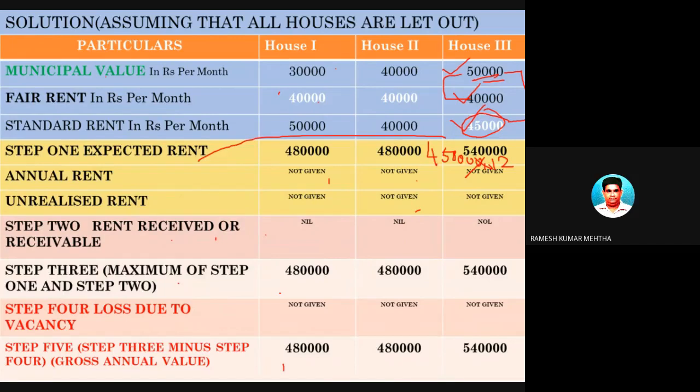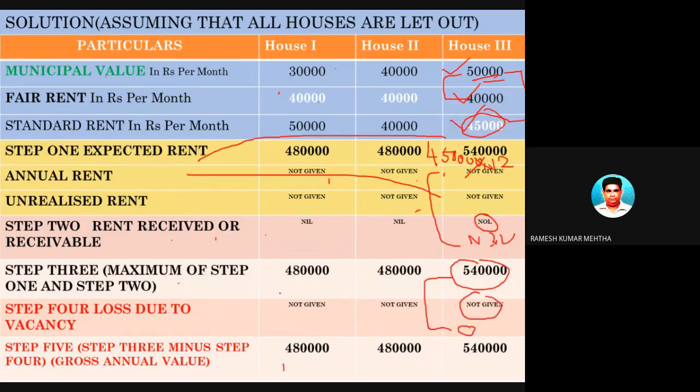Step number one. Step number two is zero because there is no data of unrealized rent and annual rent. Step one versus step two, whichever is highest, is 5,40,000 rupees. There is no vacancy loss and it is assumed to be 0. So 5,40,000 minus 0 is 5,40,000. So the gross annual value is 4,80,000, 4,80,000 and 5,40,000 in case of house property 1, house property 2, and house property 3.